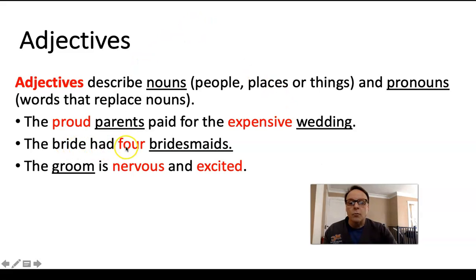The bride had 4 bridesmaids. So number is a description. It's telling how many, and that can be an adjective. The groom is nervous. So here with a helping verb, I just said there might be a time when there's an exception, right? So if we have this helping verb is, then sometimes the groom is nervous and excited. Our adjectives can follow the verb.